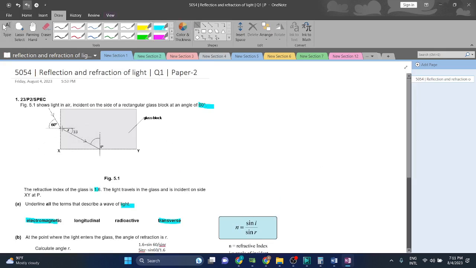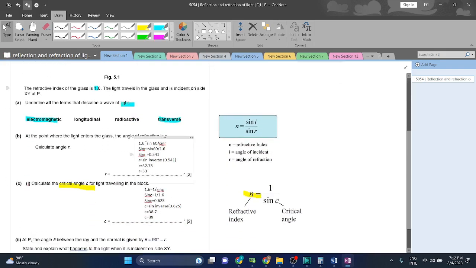If we extend this and make a right-angled triangle, then this will of course be a right angle. So 180 minus 90, which is this angle, and minus 33, which is that angle. So we'll get 57. So 57 will be the angle of incidence here.